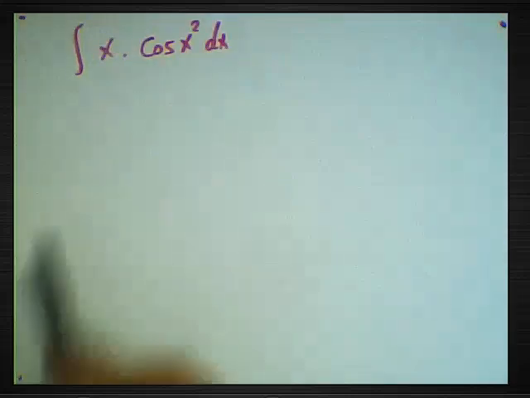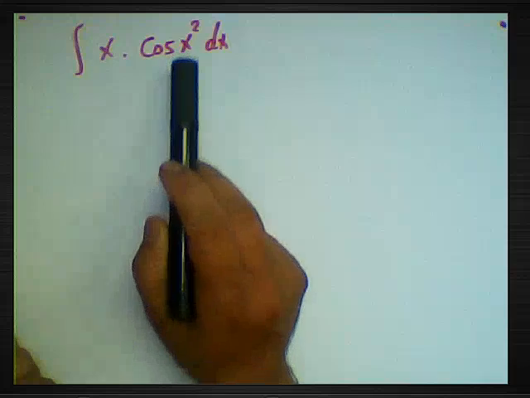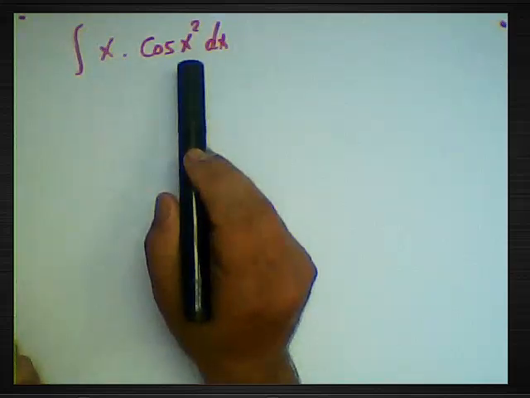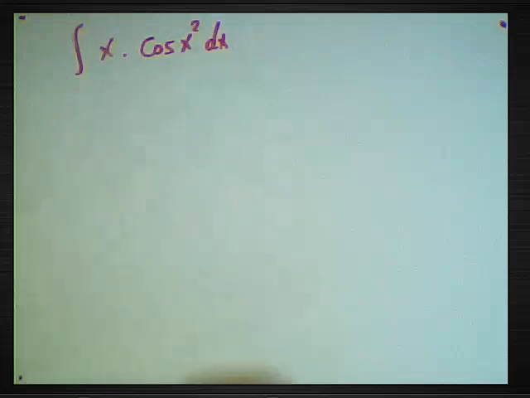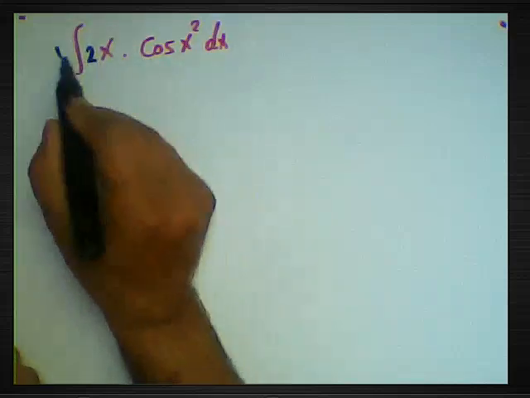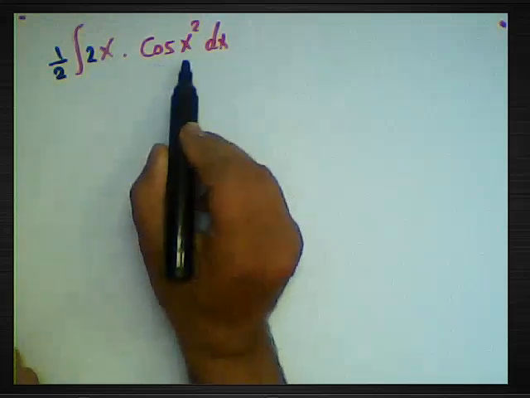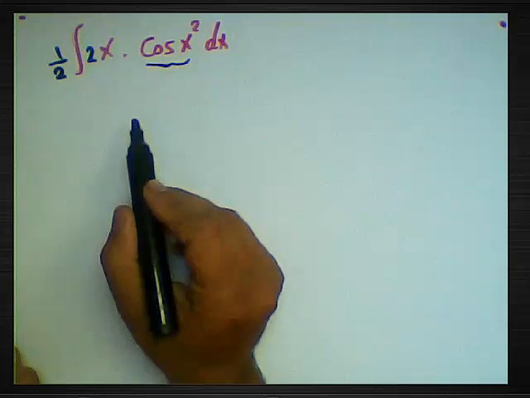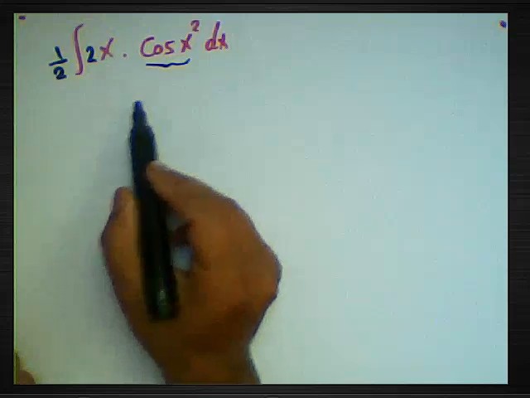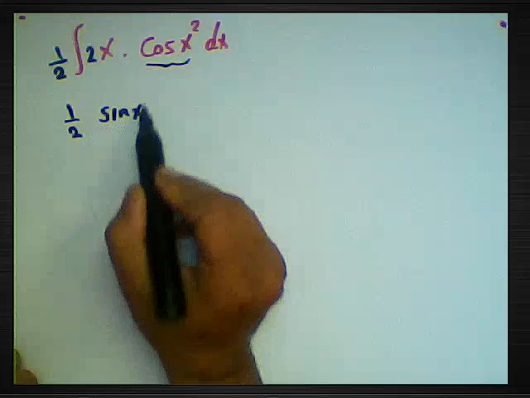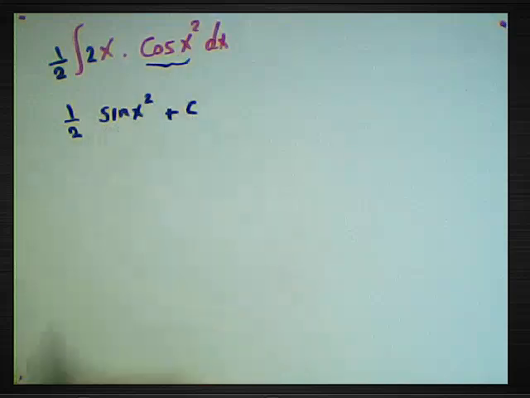Look here, integration of x multiplied by cosine x^2 dx. We know the derivative of this angle is 2x, so we must multiply by 2 and divide by 2, and the integration of cosine will be sine. Okay, so the result will be what? Write half outside and sine of this angle plus constant.